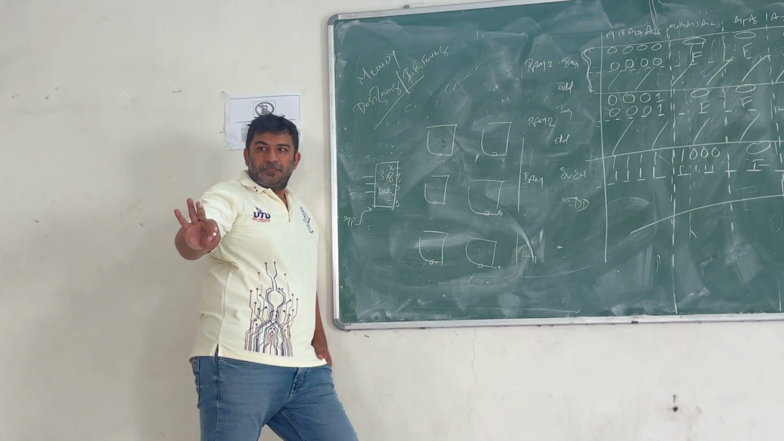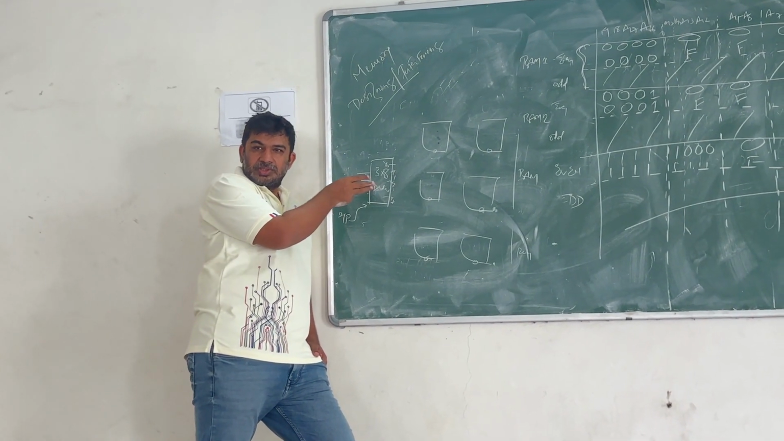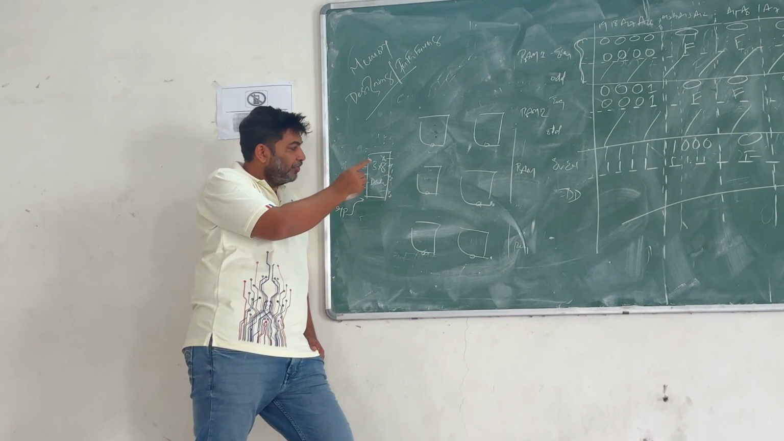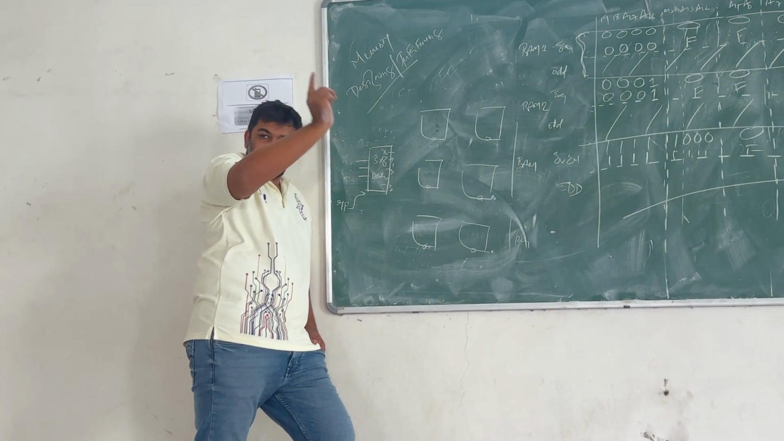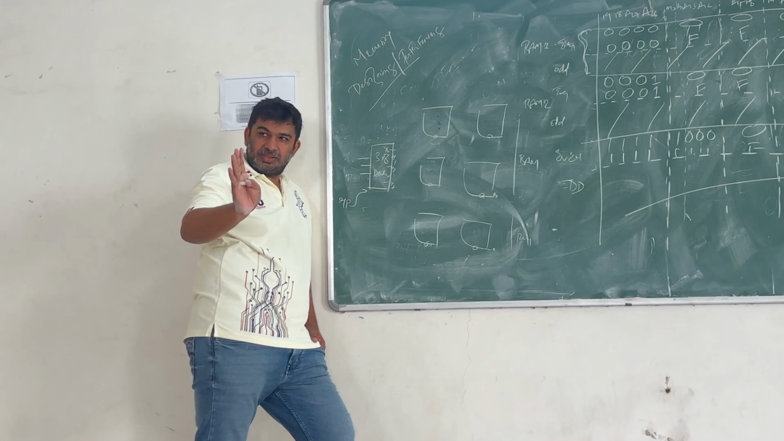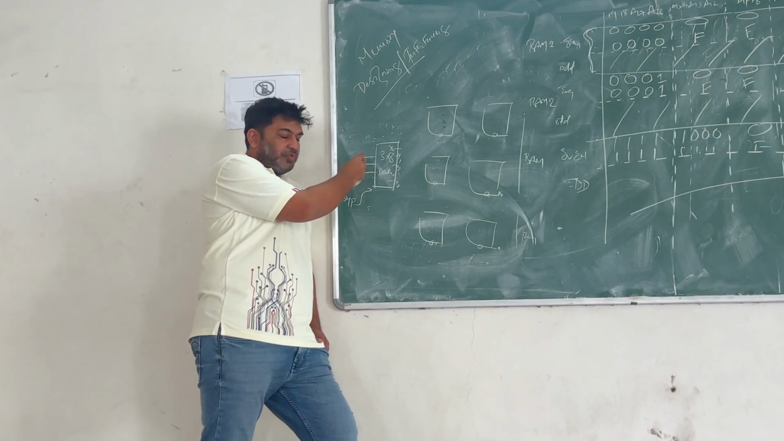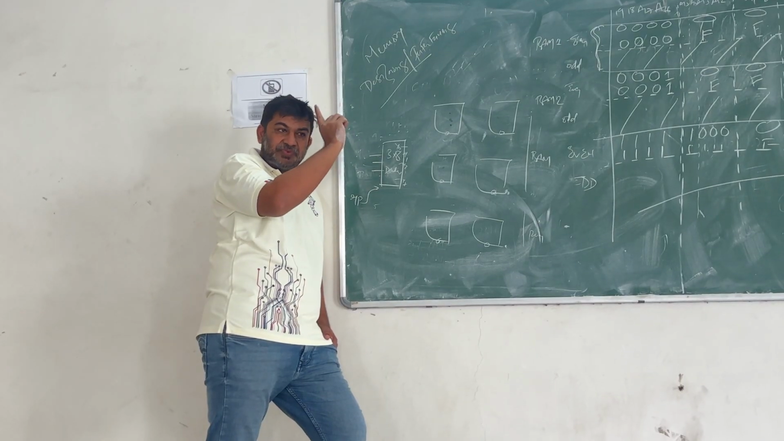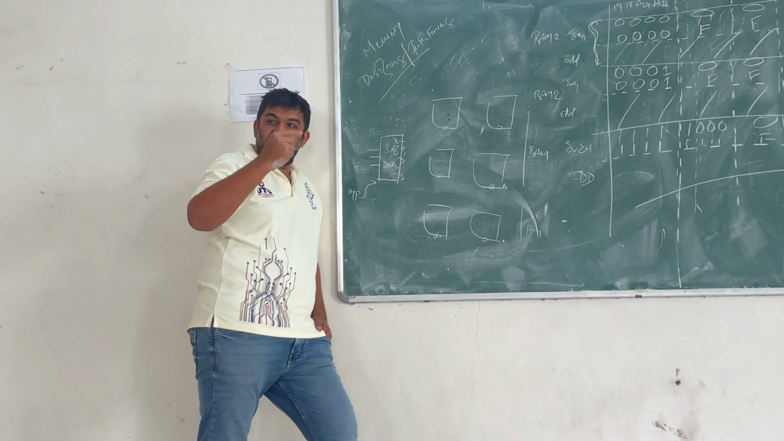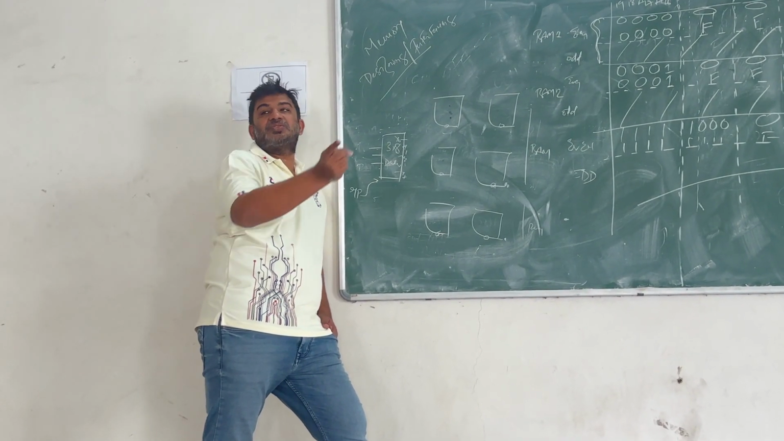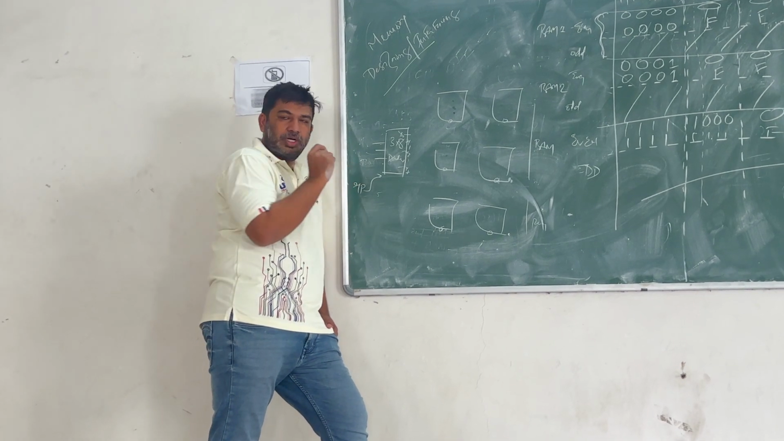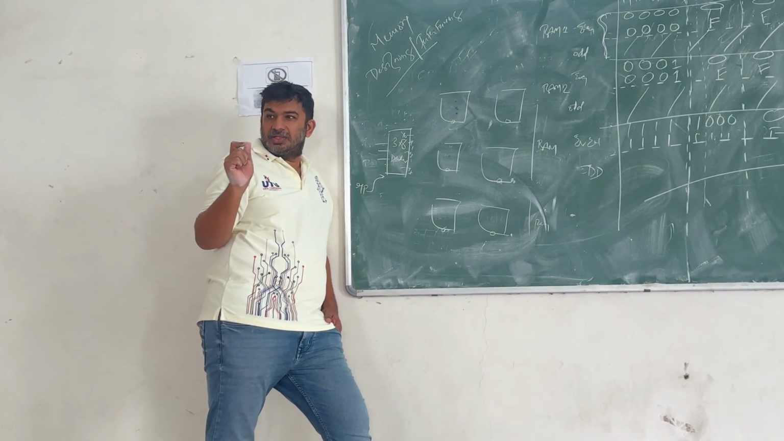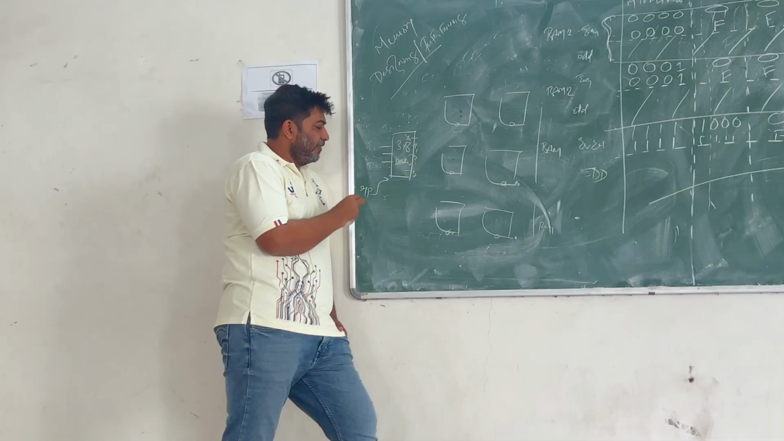What does a decoder do? If I give 3 inputs, if all are 0, 0, 0, Y0 will become 0, everything else will be 1. Understand? If I give 1, 1, 1, Y7 will be 0, everything else will be 1. Only one output will get changed, all others will remain the same. This is what a decoder does. Yes?